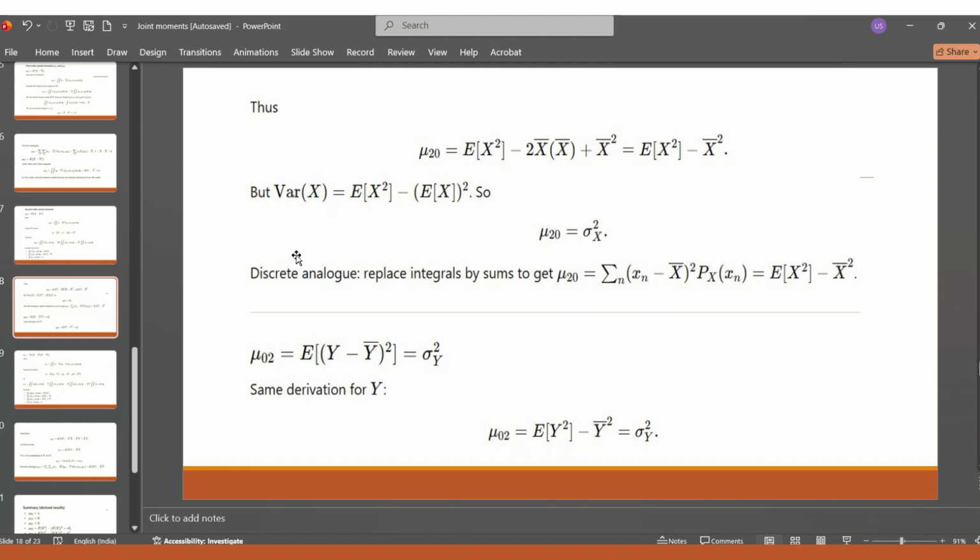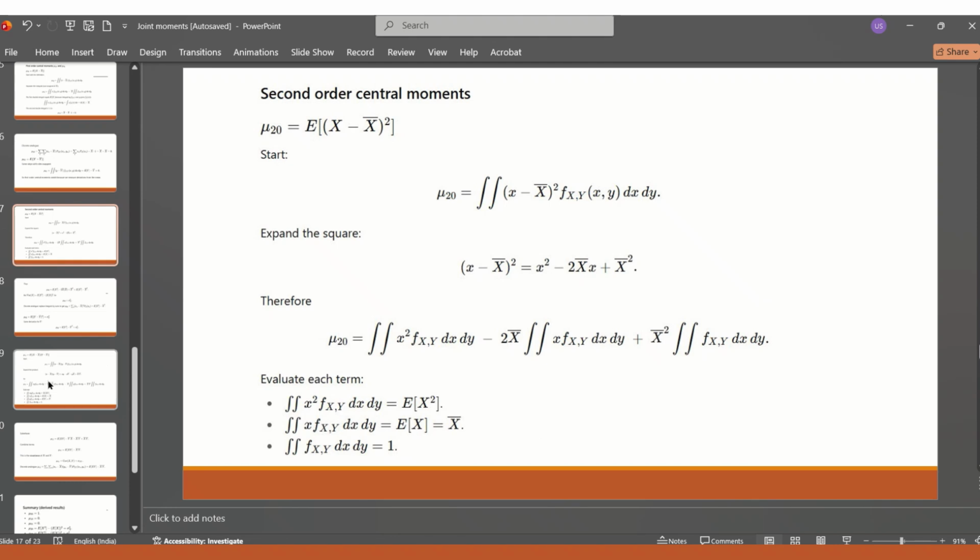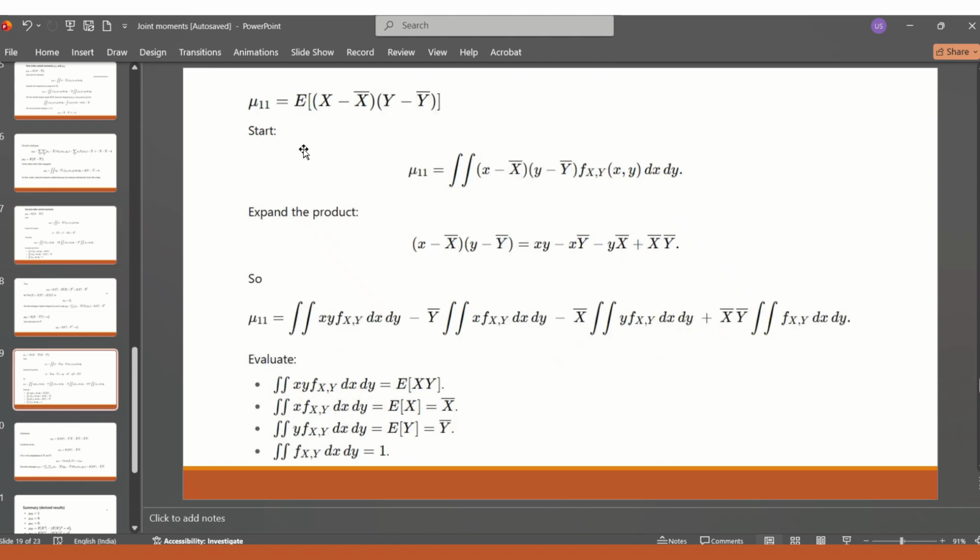Expectation of x squared minus x mean squared, that is the variance of x. Similarly, mu 0 2 gives the variance of y. Now we see mu 1 1 in the second order central moment. Mu 1 1 is equal to the expectation of x minus x bar into y minus y bar.